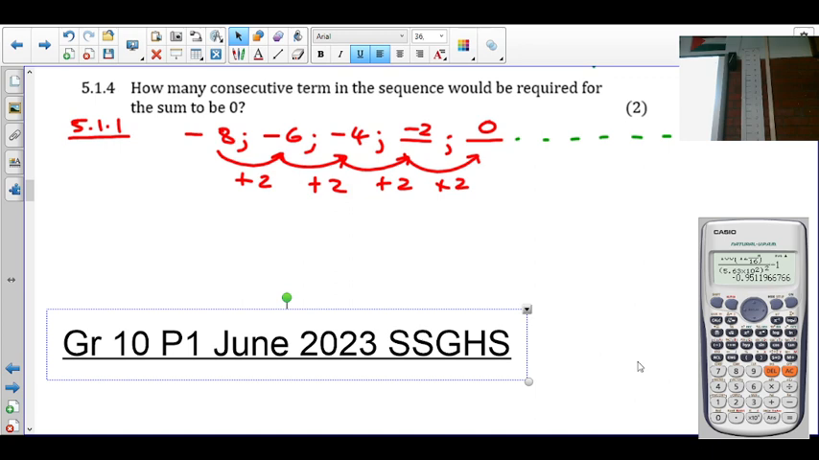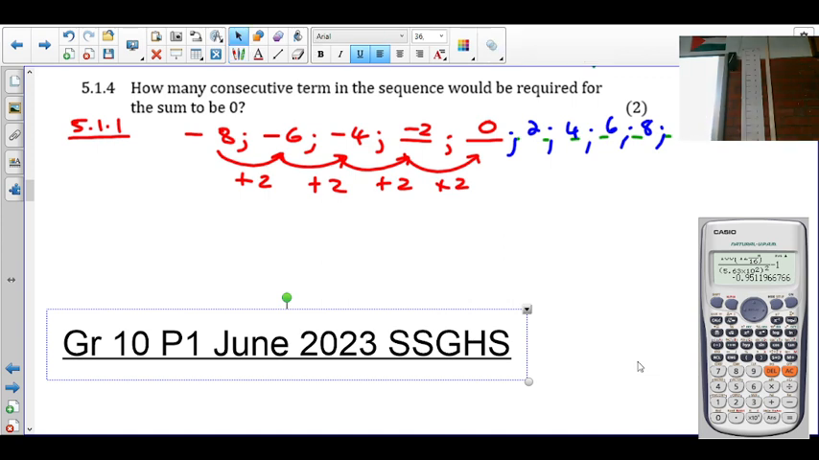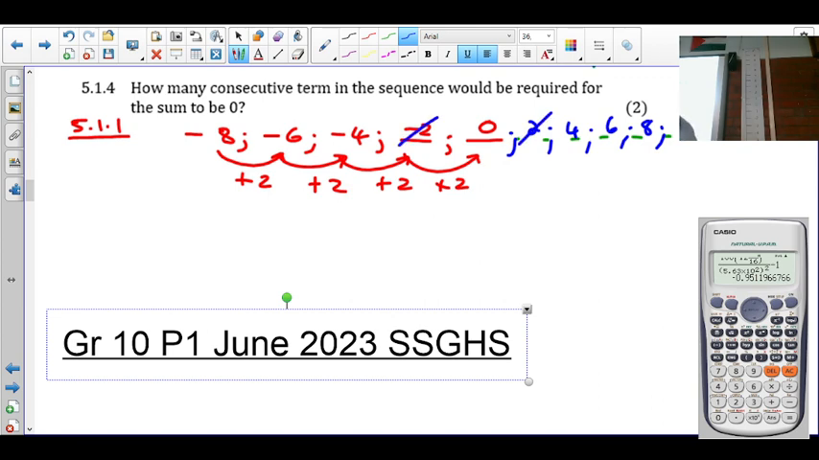So the consecutive terms in this case, what is the next term here? It's going to be 2, 4, 6, 8. It is good. 2, 4, 6, 8. And so what happens is 2 plus minus 2 cancel. Minus 4 plus 4. Can you see? And that cancel.